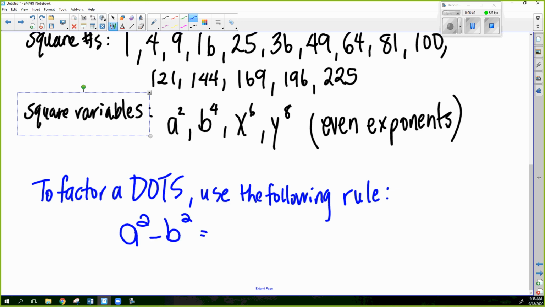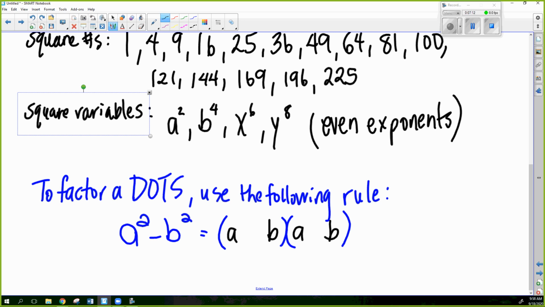Now, I'm using a squared and b squared to represent anything that's a perfect square. Okay? It has to be subtraction. They both have to be squares. Okay? And then it will go to your double parentheses, where you break up the first square term and you put it in the front of each. And then you break up the second square term and you put it in the back of each.